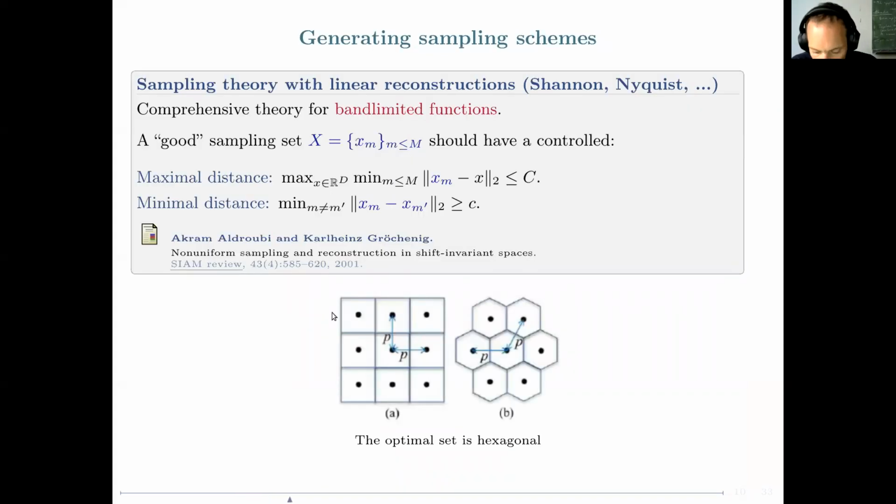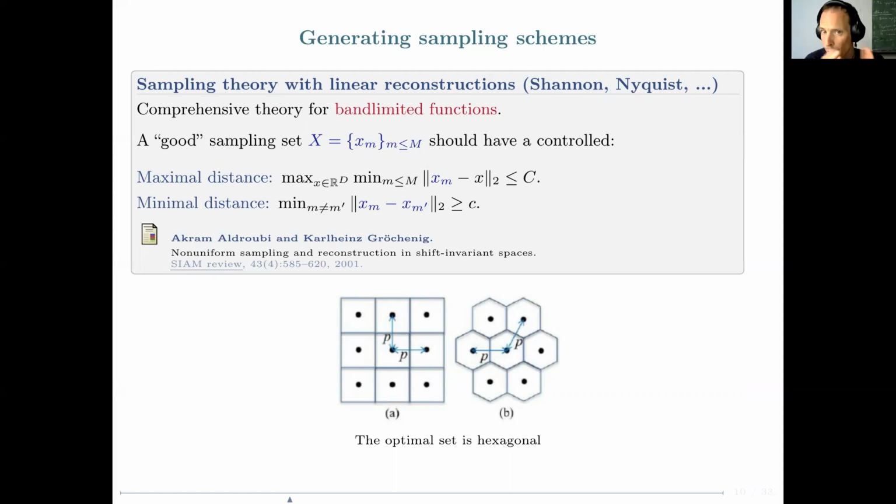Okay, so first I will review the theory for linear reconstruction, and in particular, Shannon sampling theory. So there you have a nearly comprehensive theory, and you know that a good sampling set should have a controlled maximal distance and minimal distance. So the maximal distance means that you should have no point in the k-space that is very far away from the sampling set. And the minimal distance means that you should not have 2 points very close to each other. And the reason is that then you can show that the reconstruction mapping becomes unstable.